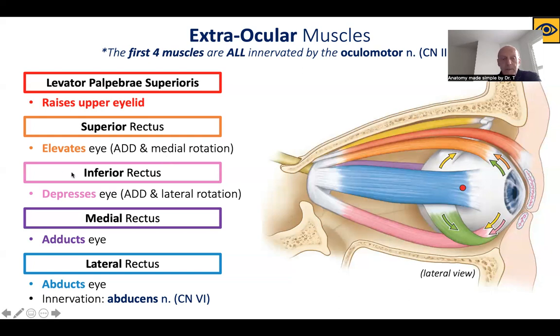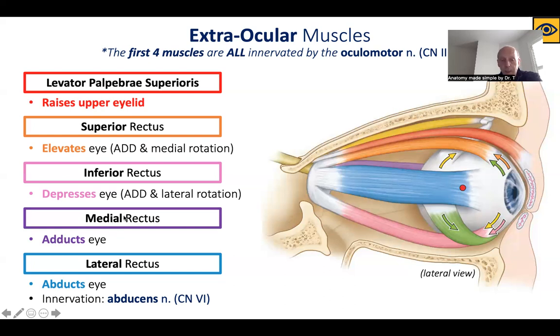Inferior rectus, colored in pink, if observed alone, obviously the attachment point of this muscle to the eyeball will cause the eye to be depressed, as when we try to look down. It also helps with adduction and lateral rotation of the eye, working with other muscles.